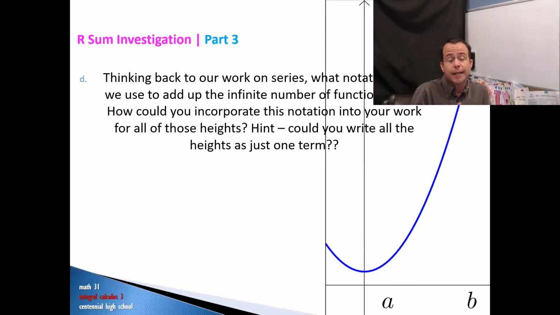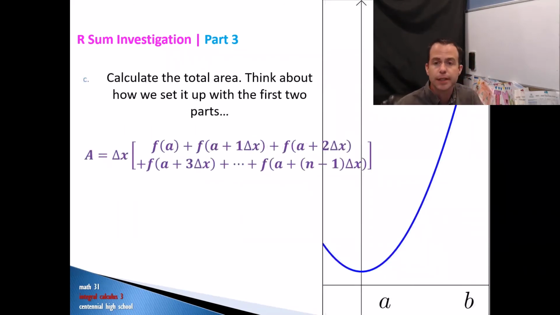Okay, so sure, I can represent all my heights in just one term. That would involve a summation. I just add all those heights together, okay? So in order to add all those heights together, let me take you back to this guy for a second. Remember that this is what represented the heights, right? This represented the base, and this was the sum of all the heights.